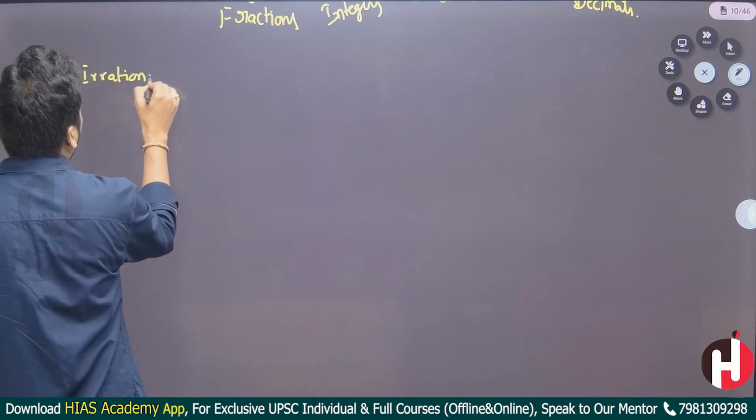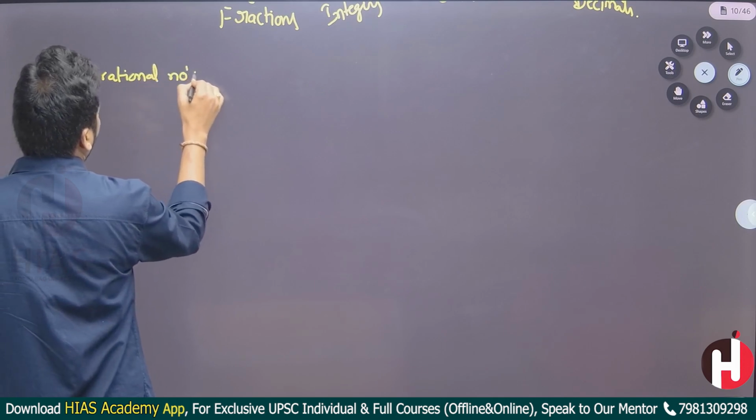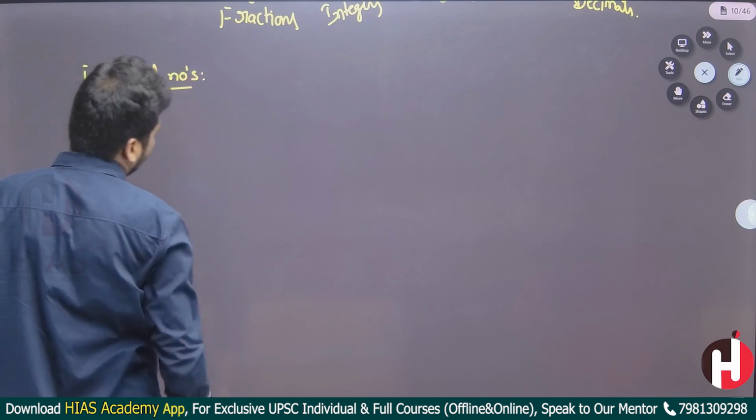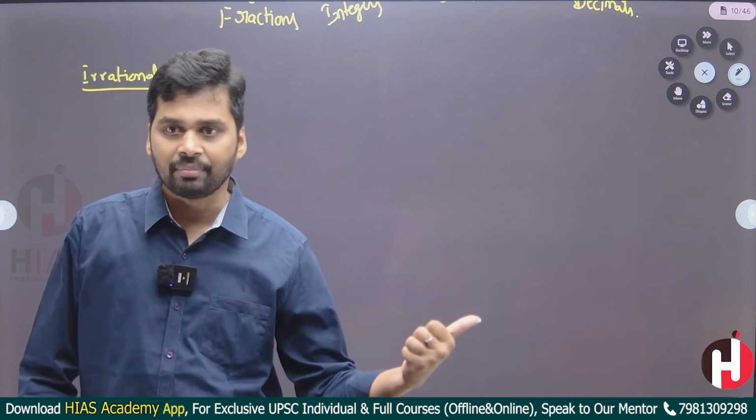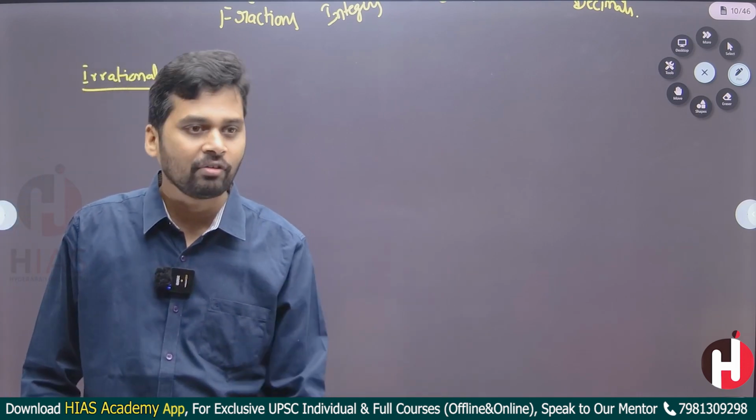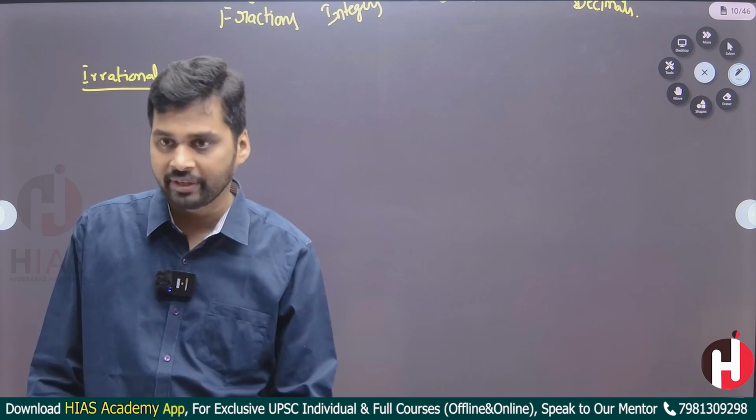Irrational. It's exactly opposite. Irrational numbers. Numbers which can be written in the form of P by Q are rational numbers, and numbers which cannot be written in the form of P by Q are irrational numbers. So please note it down.